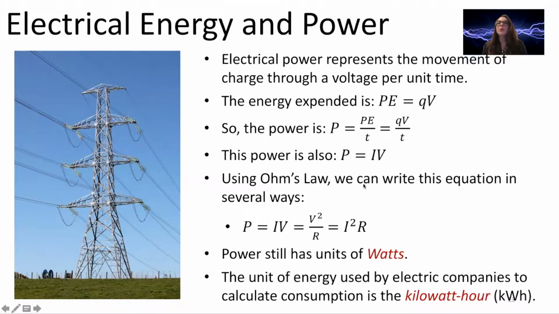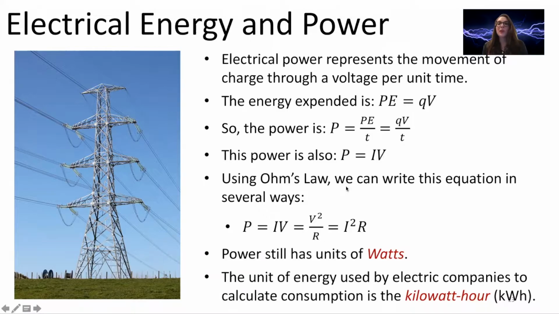So using Ohm's law, we can rewrite this equation in a couple of different ways. The first one, still, power is equal to current times voltage. Remember that voltage is equal to current times resistance. And so we can rearrange that in two different ways to say that power is equal to voltage squared over the resistance. It's also equal to current squared times the resistance. To get this last one, we replace V with IR. Then we would have I times IR, so that's I squared times R.